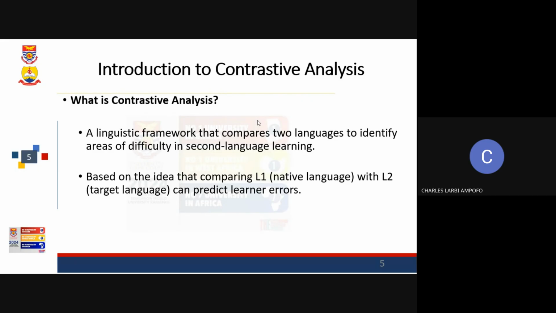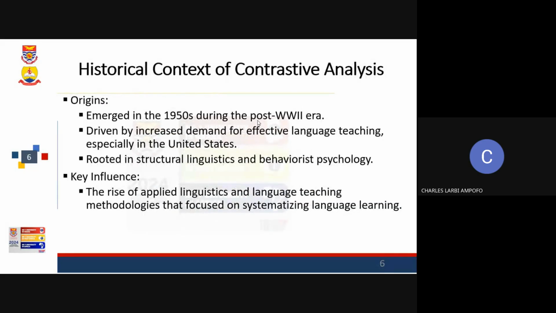So contrastive analysis, once again, is a linguistic framework that compares two languages to identify areas of difficulty in second language learning. They do this because they believe that when you compare these two languages, it will help the teacher predict the errors that the learner is likely to make in the target language, that is L2. Okay. So having known what CA is about, let's look at where it originated from. So it emerged in the 1950s during the post-World War II era.